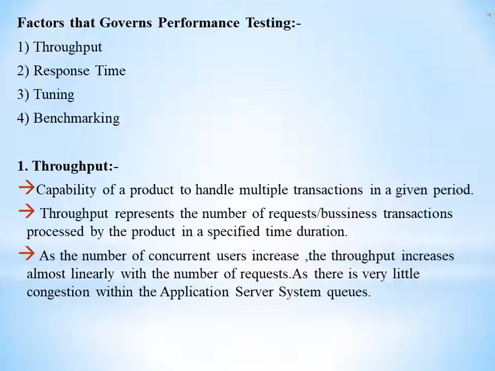It's called the throughput. Throughput represents the number of requests or business transactions processed by the product in a specific time duration. Whenever you give a specific time duration for the execution of your product, the throughput represents the number of requests or business transactions processed. That's why throughput is an important part of performance testing.